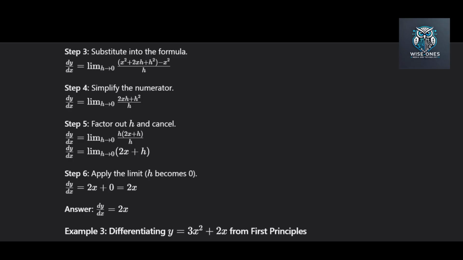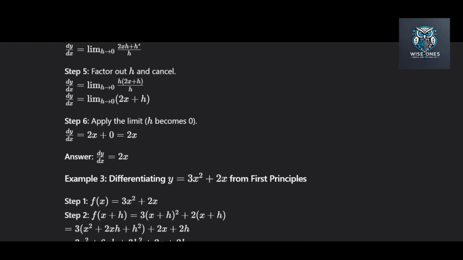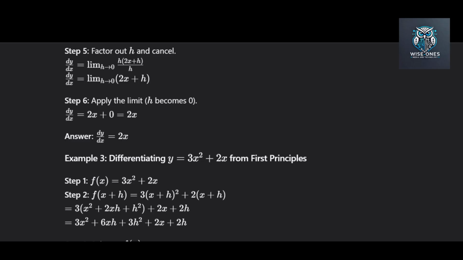Step 6. Apply the limit. H approaches 0. This means h becomes 0. So we replace h with 0. 2x plus 0 equals 2x. Answer, dy dx equals 2x. This means the gradient of the curve y equals x squared at any point x is 2x. Please write that down. This is a classic proof.